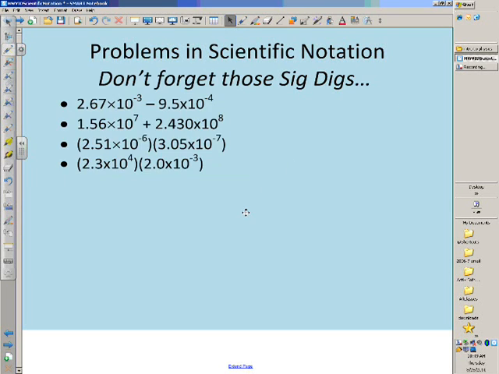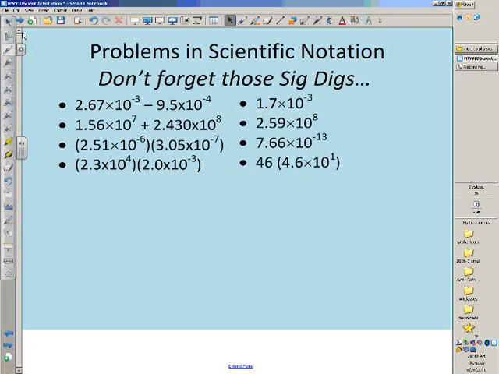So what you're going to do is press pause, come back, and the answer should show up. Like it says up at the top, don't forget your sig digs. Remember, when we're dealing with scientific notation, anything that we write in the coefficient counts as significant. Then the same rules apply. So press pause, do the calculations in your calculator, round answers to the correct sig digs. When you come back, answers should appear. And there they are. Hopefully that worked out well for you.